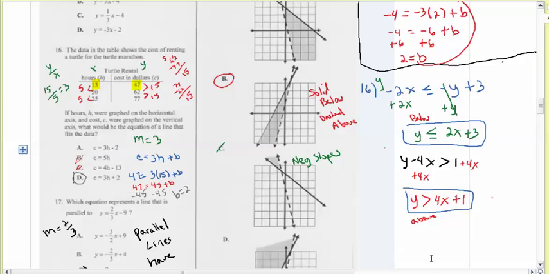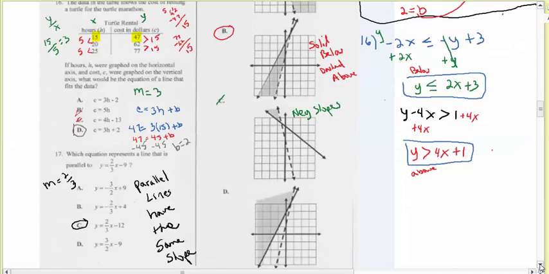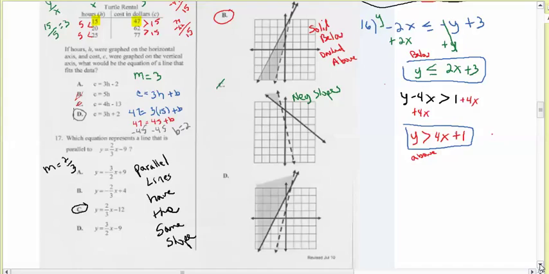Number 17. Number 17 is parallel lines. Parallel lines have the same slope. So my slope is 2/3. I look at my choices to find the 2/3, and the only one that's going to work is letter C, because that has a slope of 2/3 right here. Okay, the next one, that was number 17.